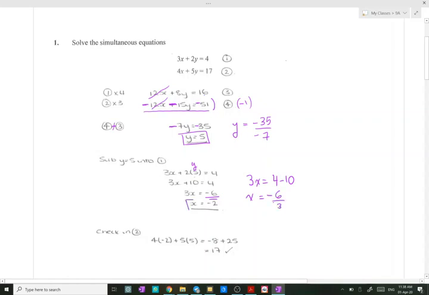Now, to check that I've got the right answers, I replace the values that I found for x and y in the second equation, because I already used the first equation. So 4x, replaced by minus 2, plus 5y, replaced by the value 5, is equal to minus 8 plus 25, which is equal to 17. So it's true.